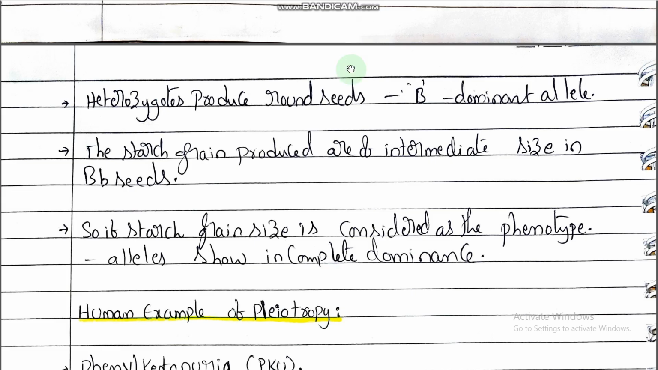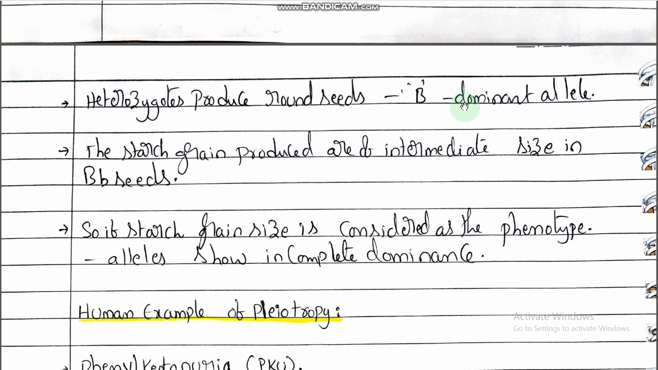Here, what type of seeds are going to be produced? Intermediate size. Is the intermediate size present in the parents? No. The parents are dominants only, meaning either big or small only, right? So if starch grain size is considered as the phenotype, the alleles show incomplete dominance. You got it or not?